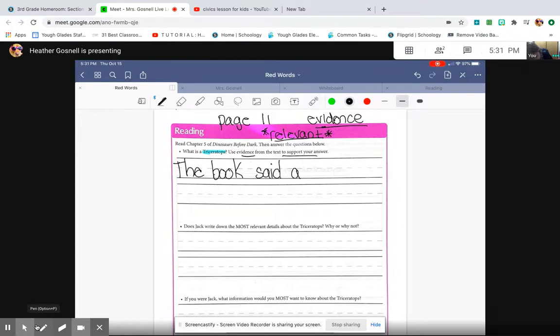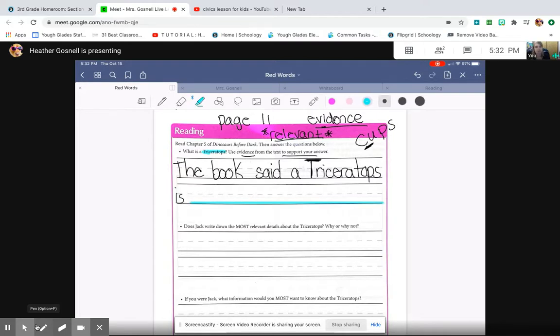a triceratops, and check this out. Triceratops is an uppercase letter. Why, you may ask? Because it is a proper noun. It names a dinosaur. It's a specific name for a dinosaur. That's why it has an uppercase T. Remember, always check your caps. Not just the capital letter that starts the sentence. Your proper nouns need to be uppercased as well. The book said a triceratops is what?